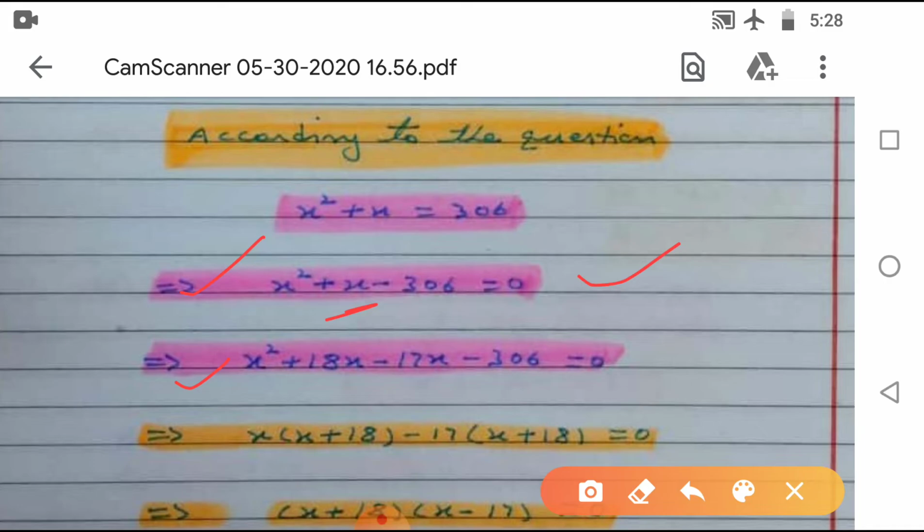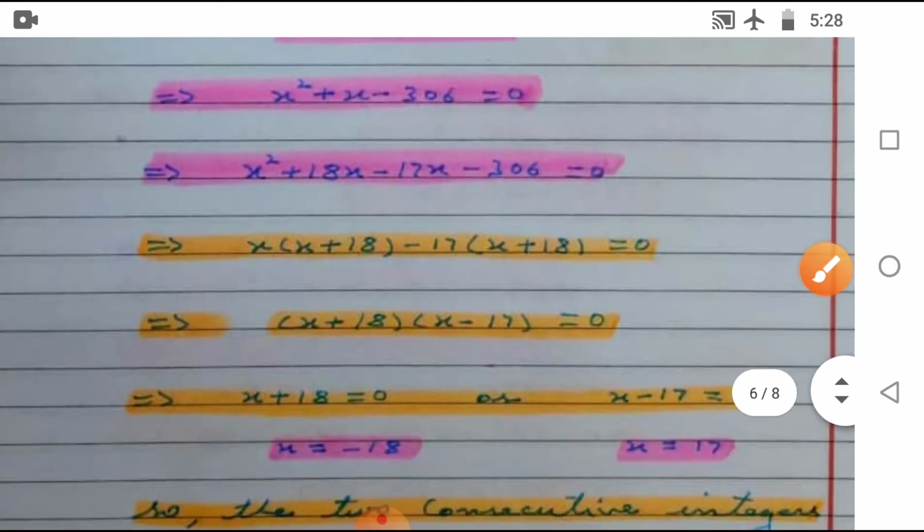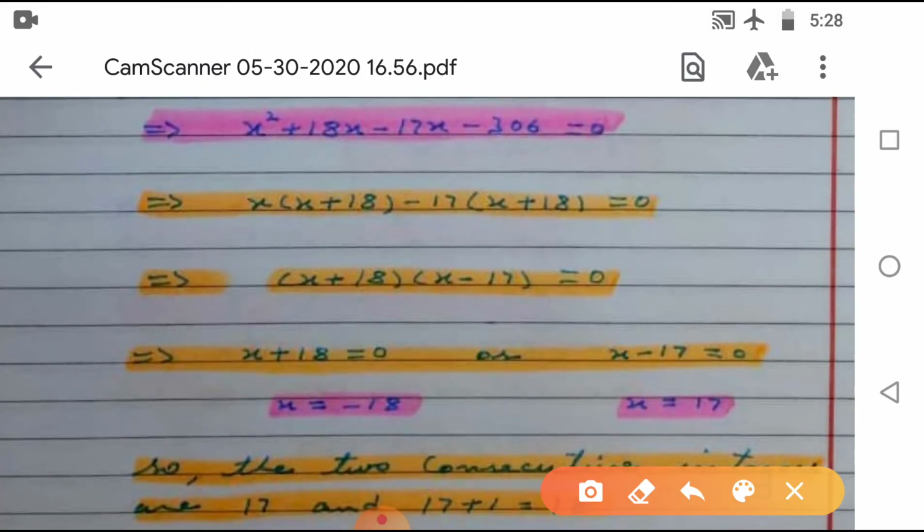So, when you multiply 18 with 17, we get 306. So, you take x common from the first two terms. So, this is x into x plus 18, and when you take minus 17 common from the last two terms here, this is minus 17 into x plus 18 is equal to 0, and the value of x is, one of the values of x is minus 18 and another value is x is equal to 17.